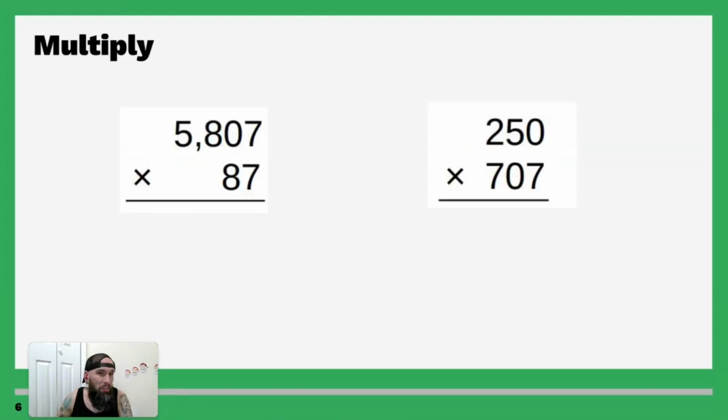You know what we haven't done yet, though? We haven't done 4 digits. There you are. There's our 4 digits. It's going to be a lot of fun. Basically, the rules don't change. You just add more numbers.